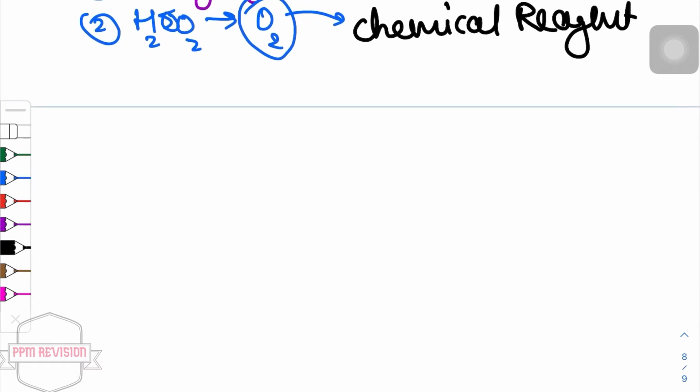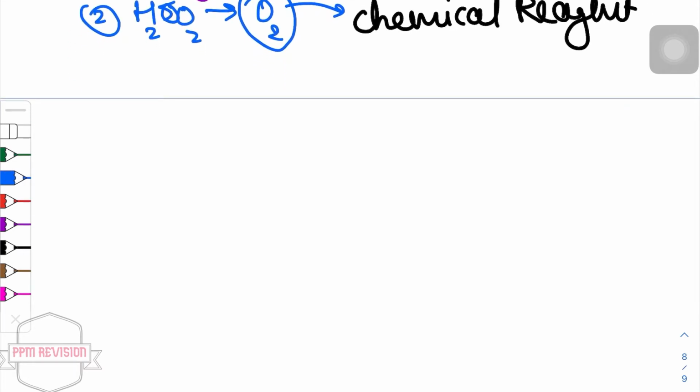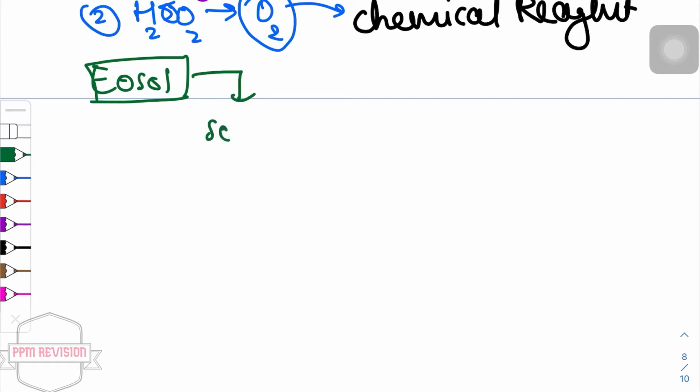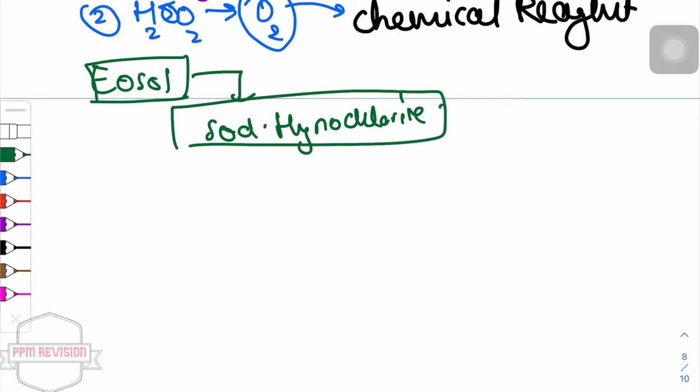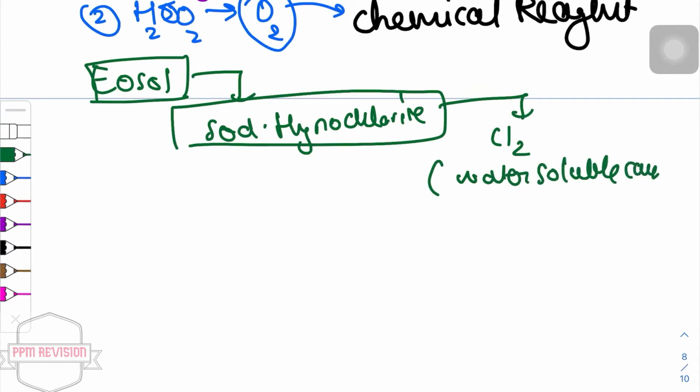Now moving ahead, there is also something known as EUSOL. This EUSOL contains sodium hypochlorite. Just like H2O2 releases oxygen, this releases chlorine, and after the release of chlorine, it forms a water soluble complex, and due to this water soluble complex, the slough is dissolved.